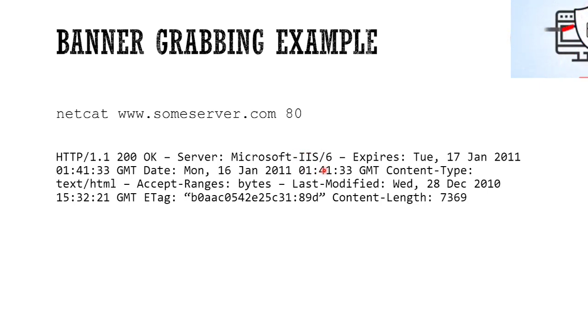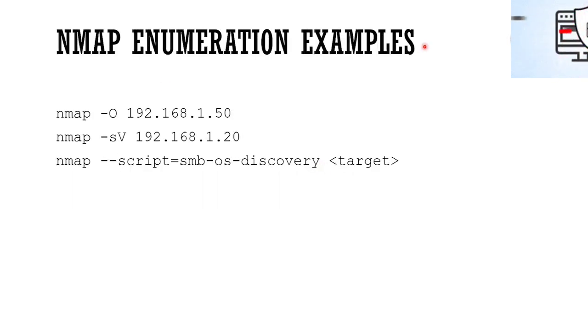Here are some more enumeration examples. Using Nmap with the capital O, which means try to figure out the operating system for me. Or the lowercase s capital V, interrogate the service version. Or here's an Nmap script, smb-os-discovery. Try to do SMB enumeration.